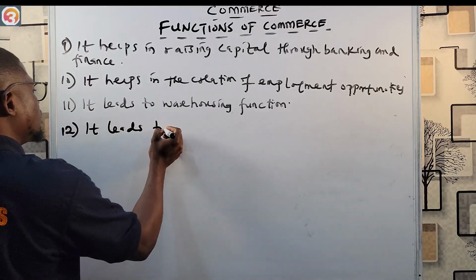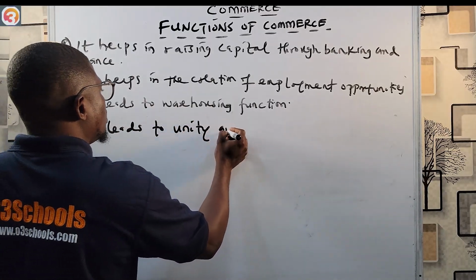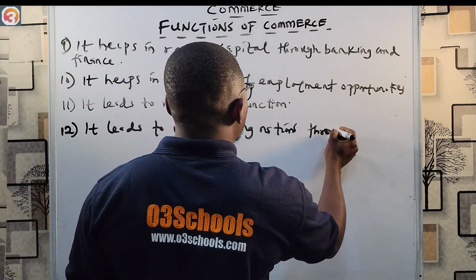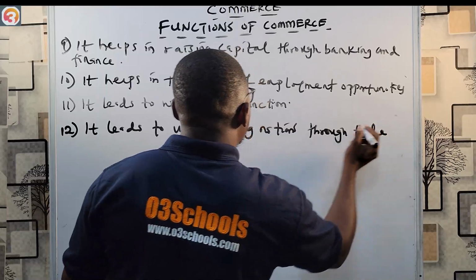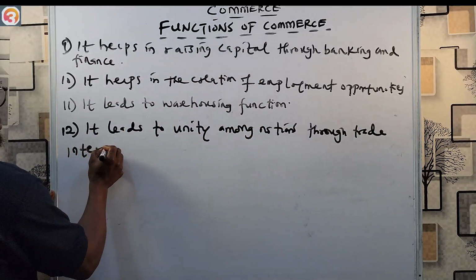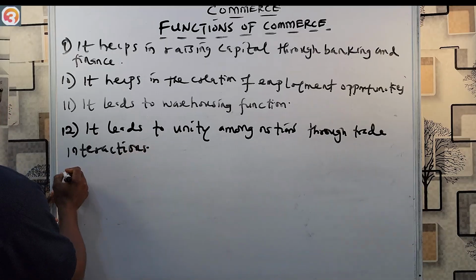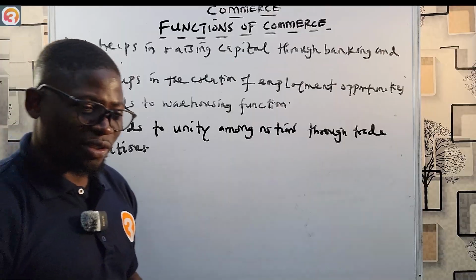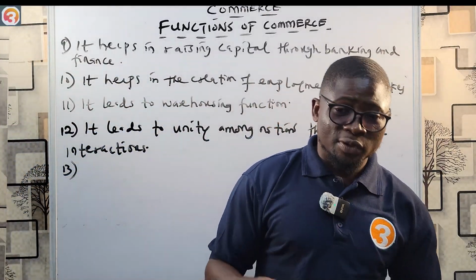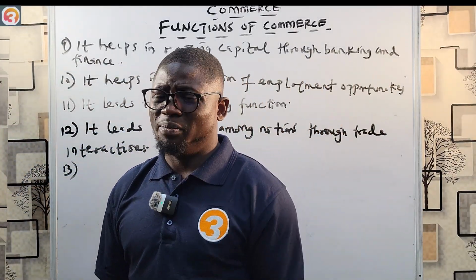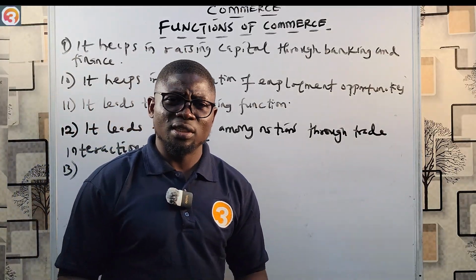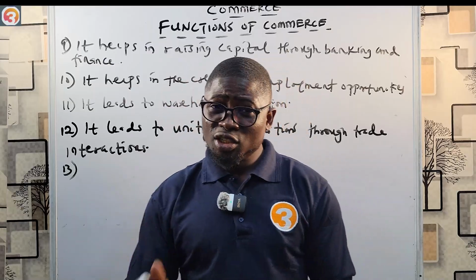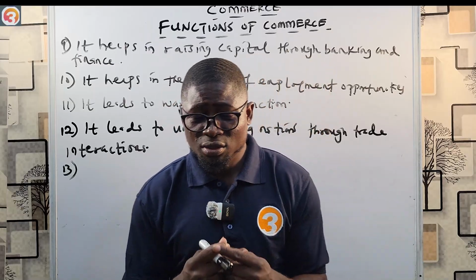Likewise, number 12, it leads to unity among nations through trade interactions. Okay, so it leads to what? To unity among nations through trade interactions, like I've explained from the beginning of the video, where I said the more you do business with somebody, the more you know the person. All right, so there's love, there's unity. If one community is gaining something from the other community, you see that they tend to come close to each other.